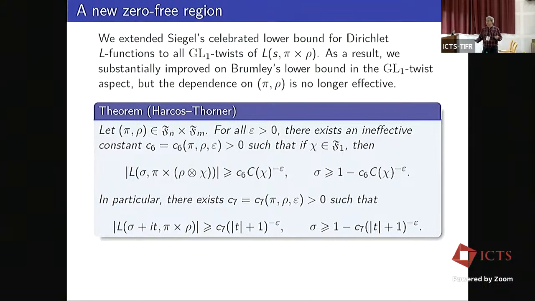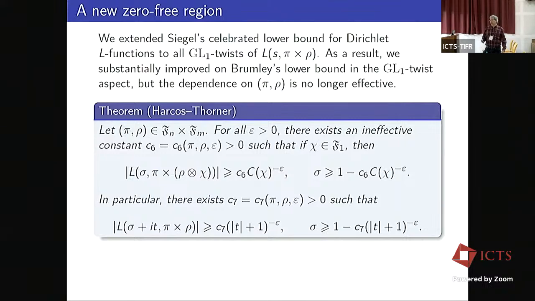So it's best to think of this result as twisting one Rankin-Selberg L-function by all GL1 characters. So if you want to vary pi and rho, then this theorem is not as useful. But as long as pi and rho are fixed, it's a nice result. You can see that we have not only non-vanishing, but in fact a lower bound when we go slightly to the left of 1.